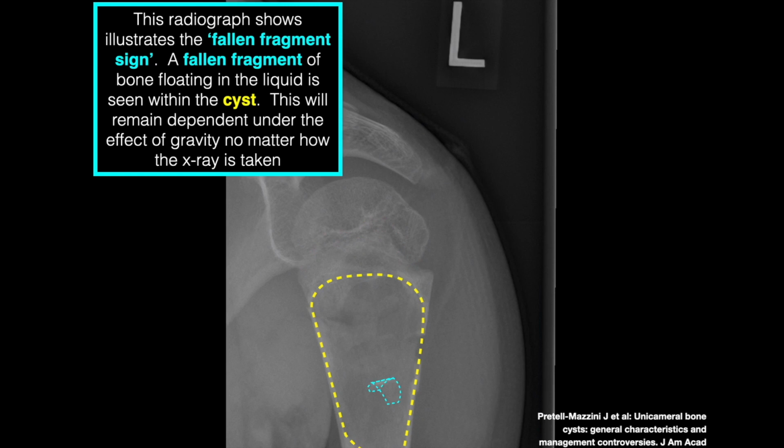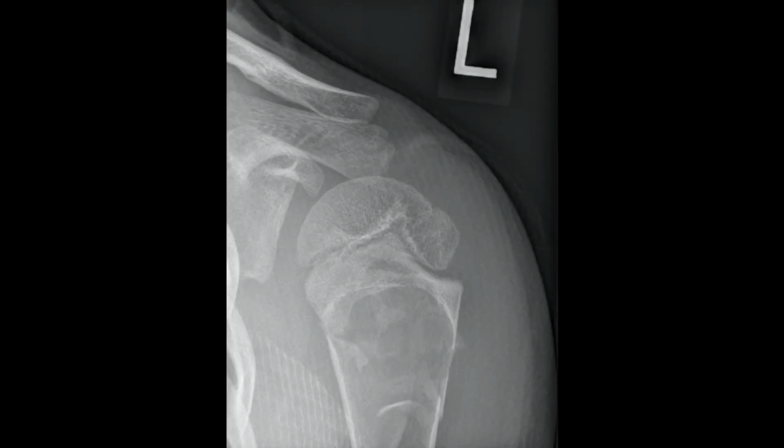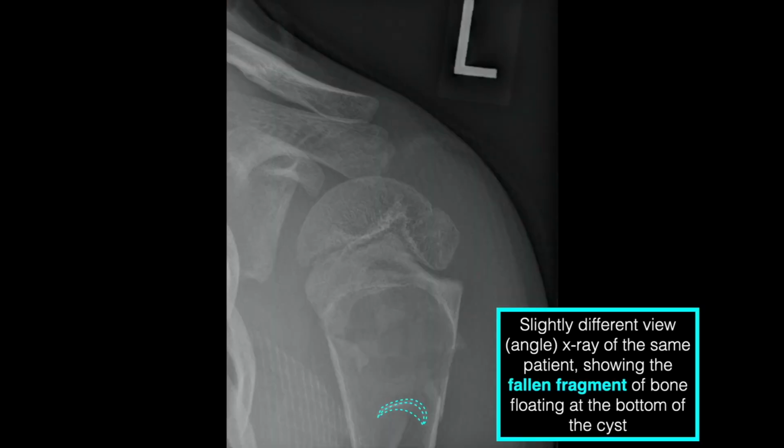This radiograph illustrates the fallen fragment sign, where a fallen fragment of bone is seen floating in the liquid inside the cyst. This fragment will remain dependent under the effect of gravity, no matter how the X-ray is taken. So let's take a look at the next radiograph. Here, we have a slightly different view of the same patient's arm, showing the fallen fragment of bone floating at the bottom of the cyst.